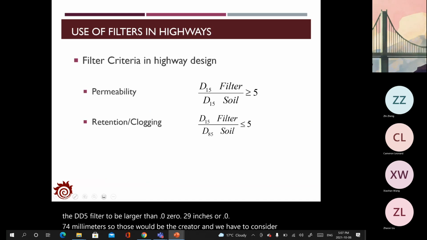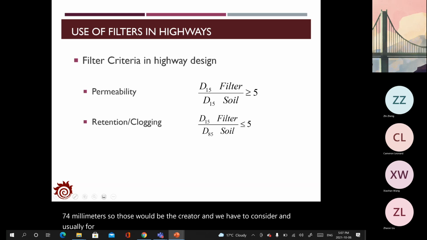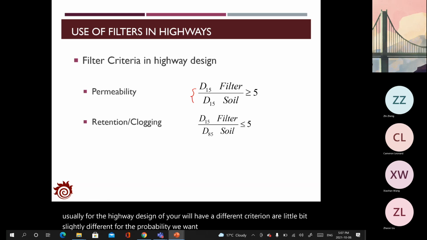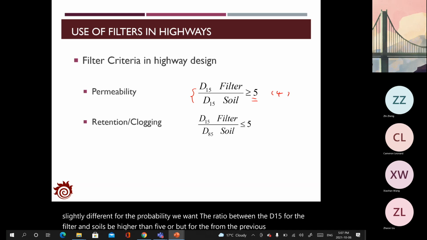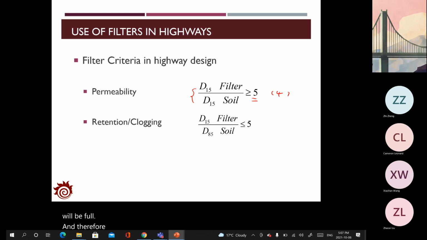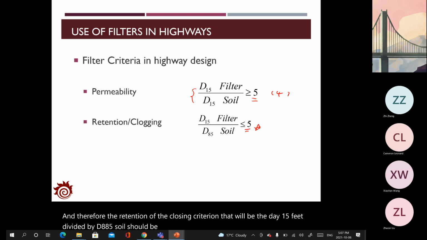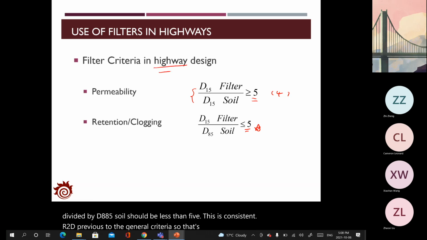But usually for highway design, we will have a slightly different criterion. For the permeability, we want the ratio between the D15 of the filter and the soil to be higher than 5, but from the previous page, that was 4. And for the retention or clogging criterion, D15 filter divided by D85 soil should be less than 5. This is consistent with the general criteria. That's only applied for the highway design. So it's slightly different, but in general they will be similar.